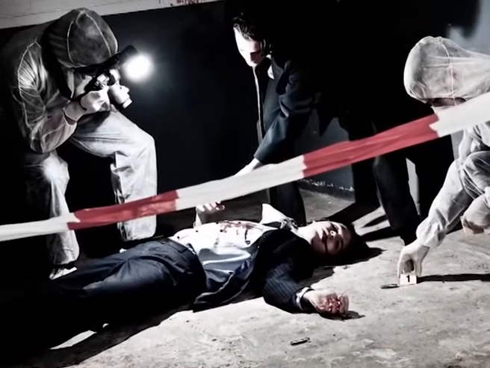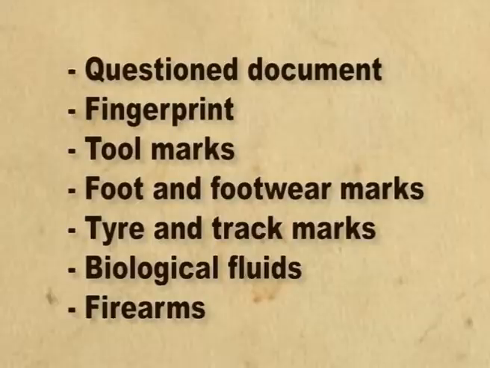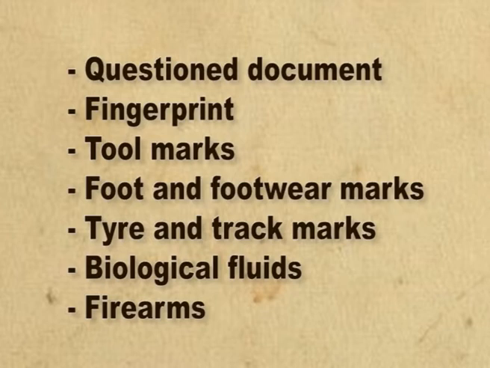Photography is a facility for the forensic scientist. It plays a crucial role in each and every field of forensic science, such as questioned documents, fingerprints, tool marks, foot and footwear marks, tire and track marks, biological fluids, firearms, and overall the scene of crime itself.